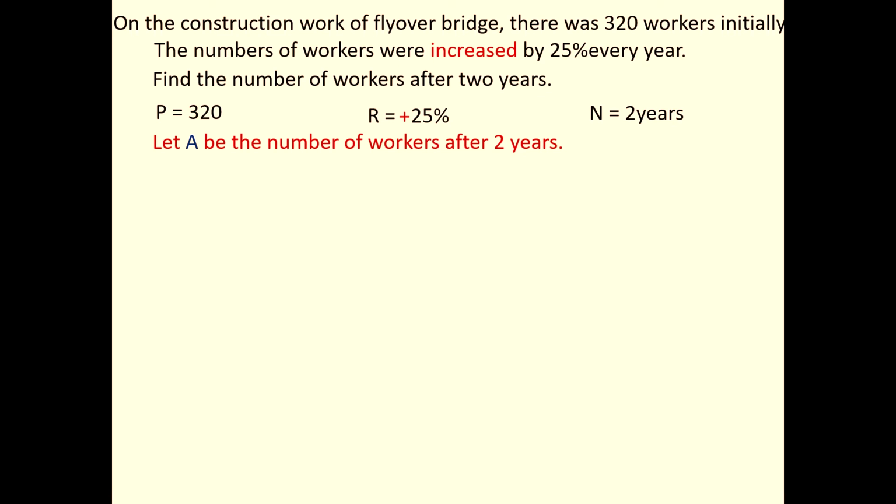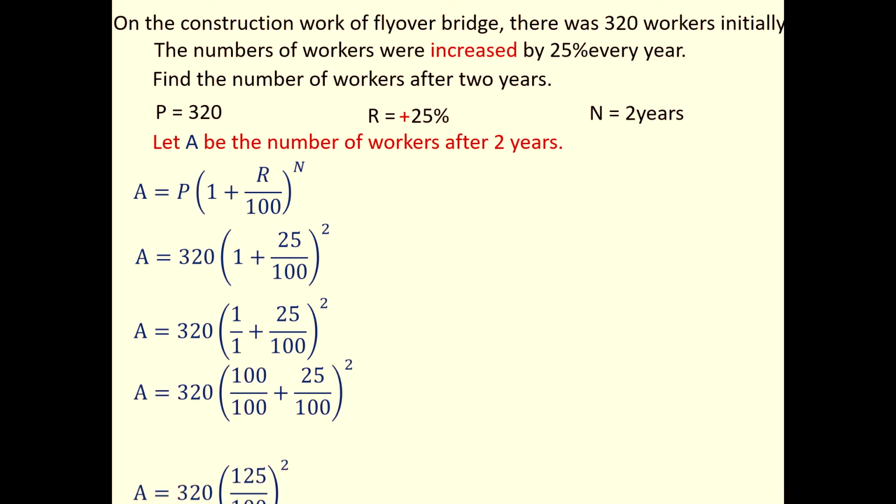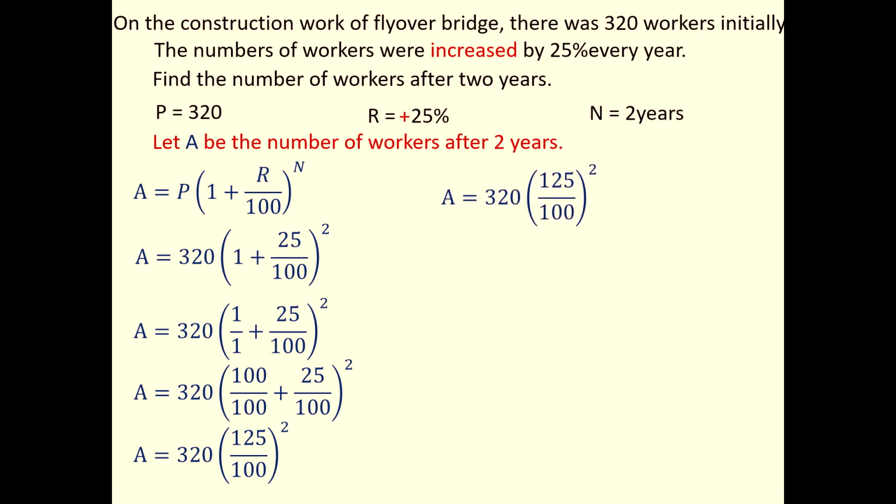Let A be the number of workers after 2 years. So we are applying the compound interest formula. We are doing substitution. Principal is replaced by 320, rate is replaced by 25 and n is replaced by 2. Now, as you have seen previously, for simplifying we equalize the denominator. After equalizing, we add them because of the plus sign, and then we multiply 320 multiplied by 125 upon 100 multiplied by 125 upon 100.